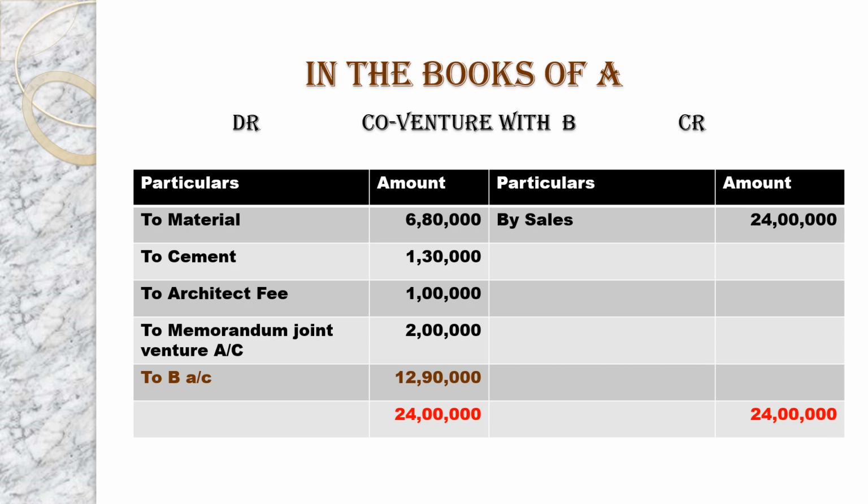12,90,000 to be paid to B. So A has a cash amount of 24 lakh. So he will catch his material expense, catch his cement expense, catch his architect fees, catch his share of profit and give it to B. So amount to be payable to B is 12,90,000.